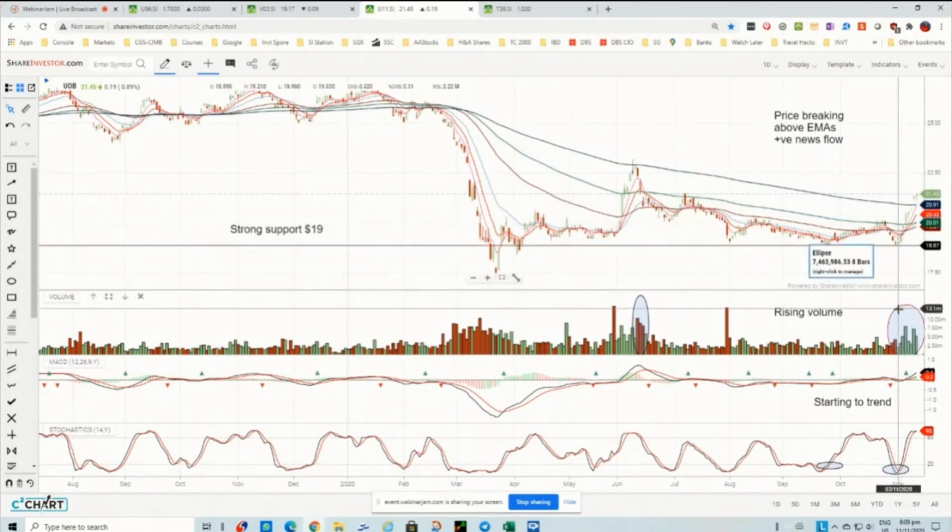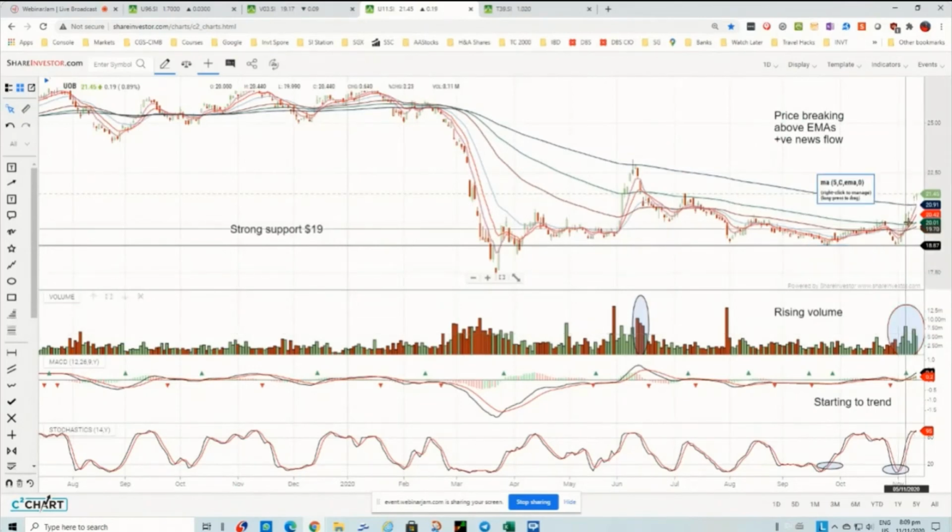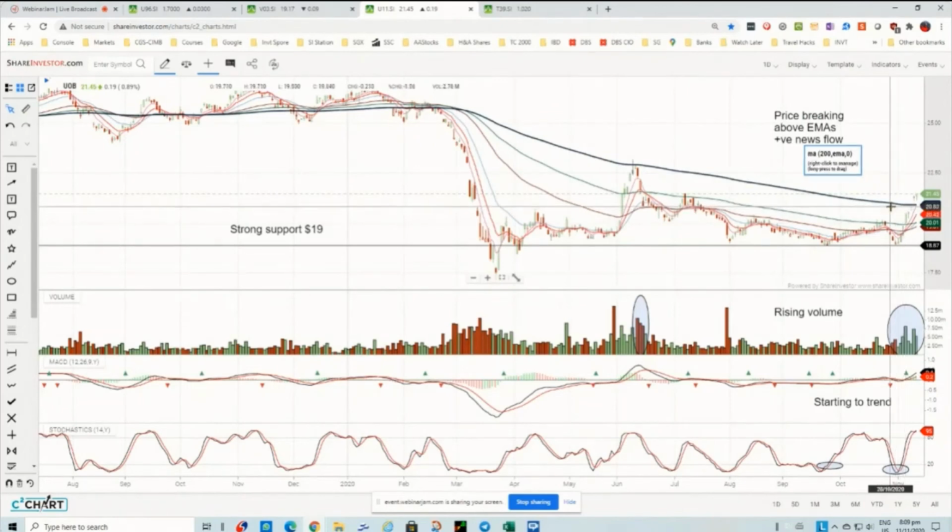So this is where it gets interesting. Look at the green volume bars here. They are getting much taller. It tells you that the buyers are coming in strongly, and there was some gap right about here where the moving averages is providing a resistance.